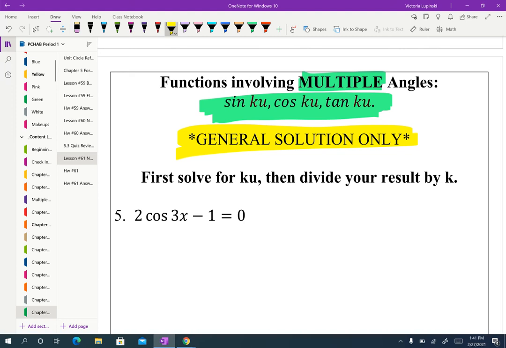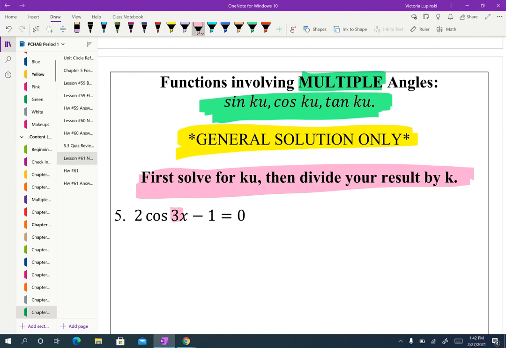Here is the general idea, though, of how you're going to go ahead and do that. You're first going to solve for ku, just like we've done this whole time. Then you're going to divide whatever your result is by whatever the k is. And again, the k is always what's in front of the x. So here, take a look. We have 2 times the cosine of 3x minus 1.